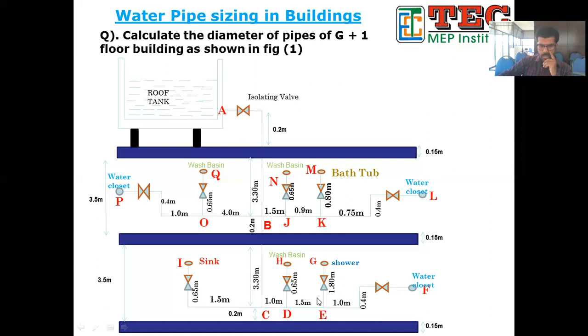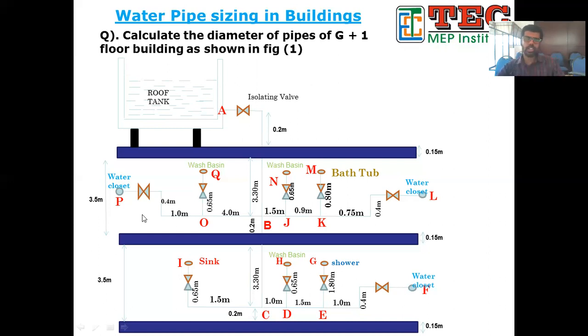Different heights are also there: 0.4 meter, 1.8 meter, 0.65 meter. It's also 0.65 meter. That is on the ground floor. The same way, a branch is going this side also to the first floor toilet. Same way, there is a water closet here, there is a bathtub here, there is a wash basin here. On this side, there is another wash basin and water closet. Okay, these are the things.